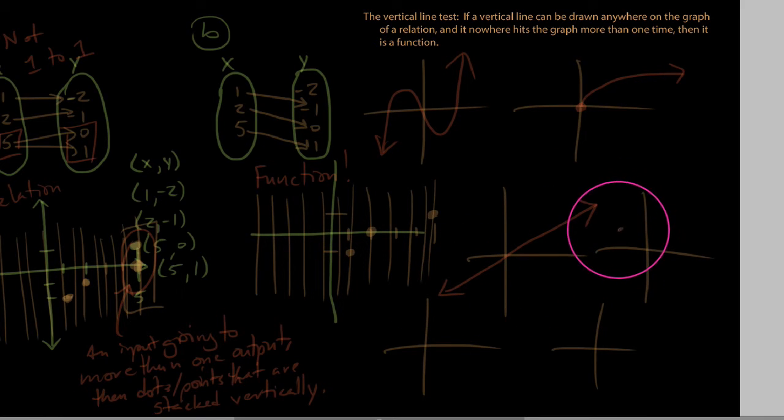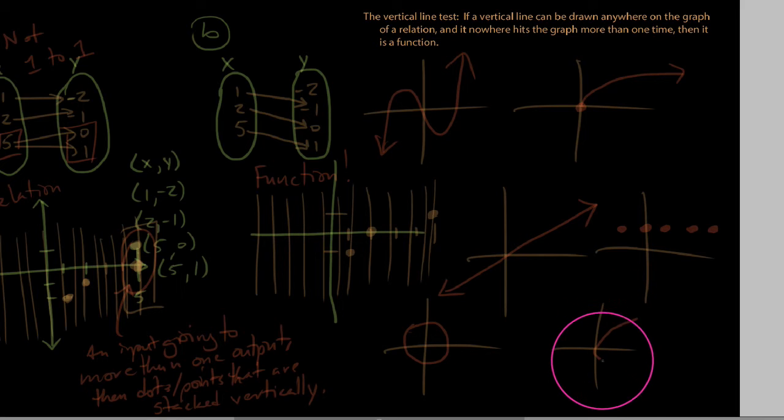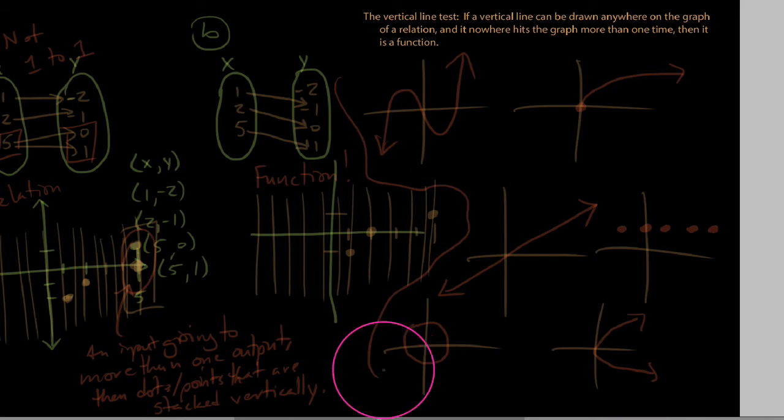Maybe I'll do some points here. This one's got a point, this one's got a point, this one's got a point, this one's got a point, this one's got a point. How about these two down here? We could say a circle. I'll do a circle. And this one, we'll do a full-on sideways parabola. So which of these in this set here are functions?